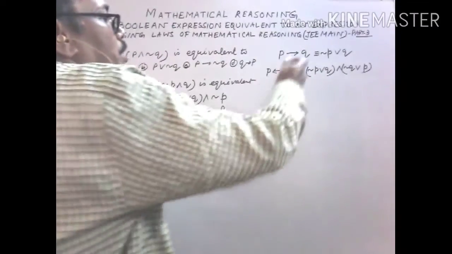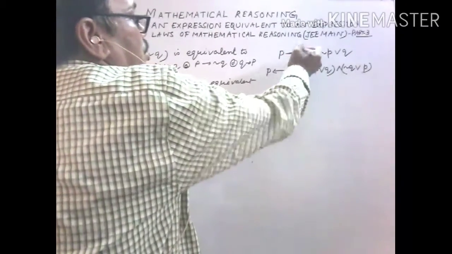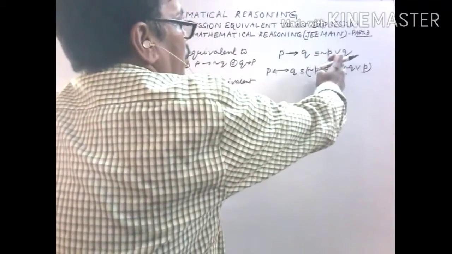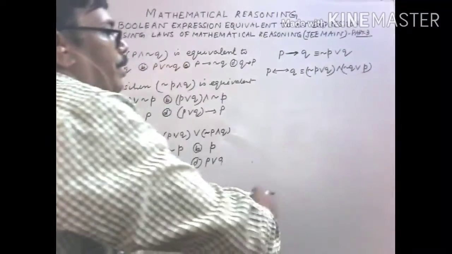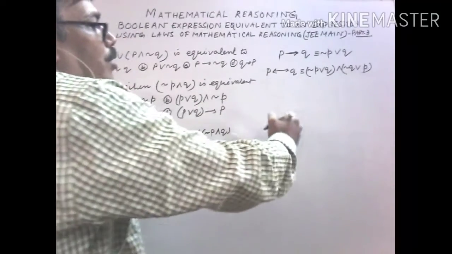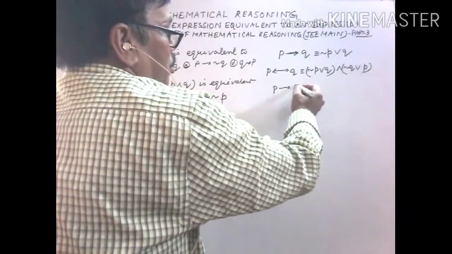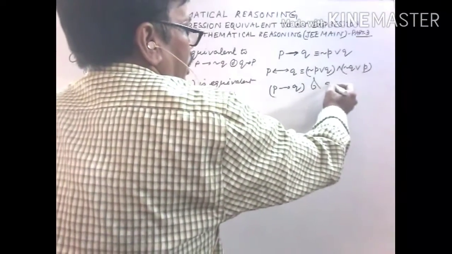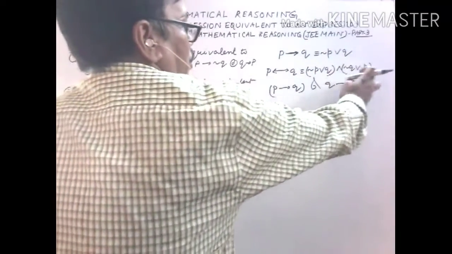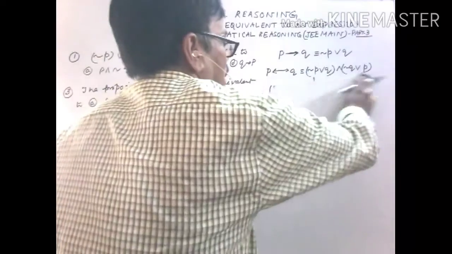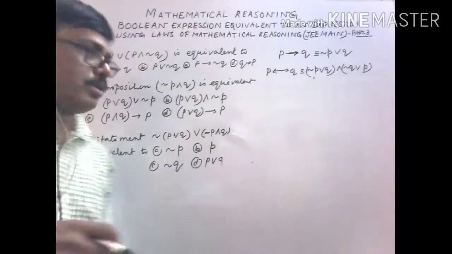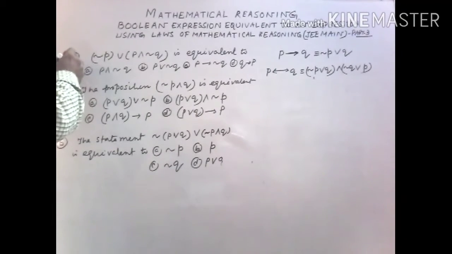Look, this conditional statement P arrow Q is equivalent to negation P union Q, and biconditional P biconditional Q is equivalent to (P arrow Q) and (Q arrow P). So these are our working tools. So now, problem number 1.